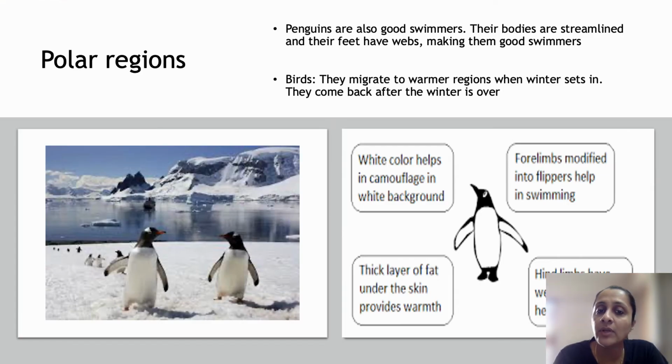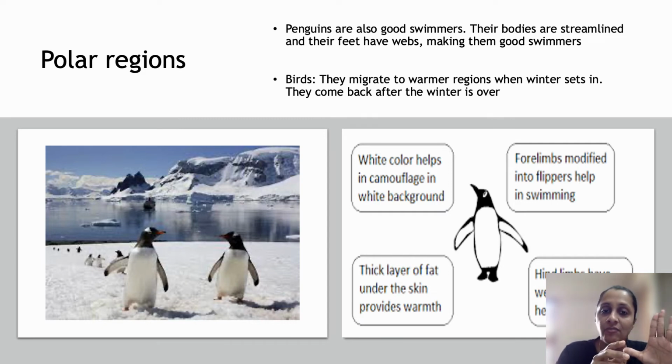We also have one more animal in the polar region, and that is penguins. Very beautiful to see. And the penguins are always in a colony. So there's a group of penguins which stay together. They're very good swimmers. Again, that's an adaptation. And because they are good swimmers, their body is streamlined. Streamlined means, if you have seen a plane, the shape of a plane is streamlined. So it is like this, and from the front it is closed. That is streamlined. And the feet have webs, making them good swimmers.